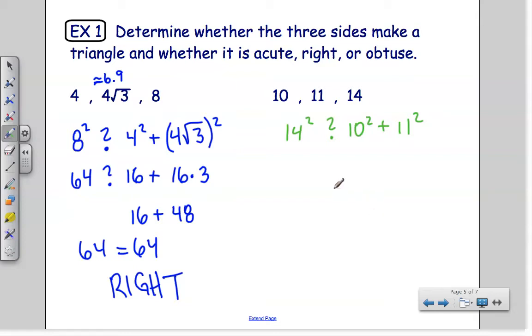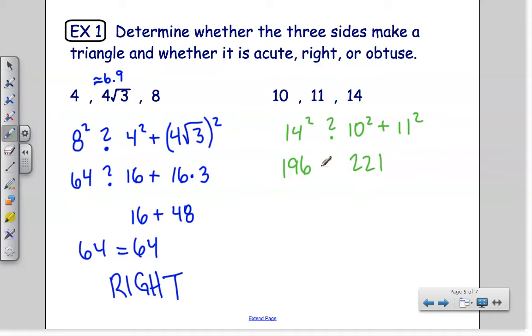Well, 14 squared is 196. And I'm just going to do in one step 10 squared plus 11 squared. I guess I could have done that in my head, right? 100 plus 121. So 221. Alrighty. It turns out, it's definitely not a right triangle.